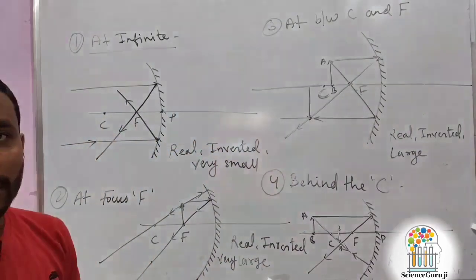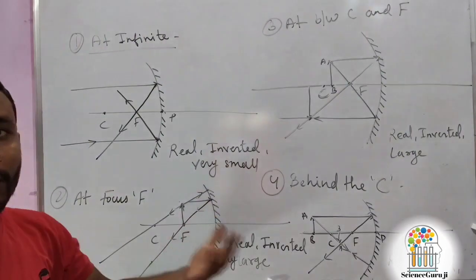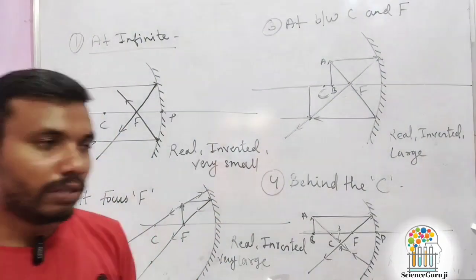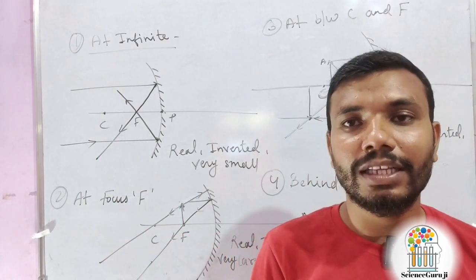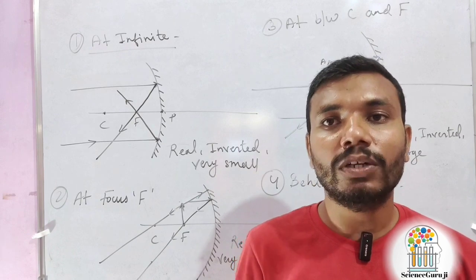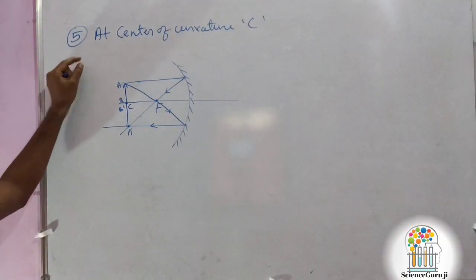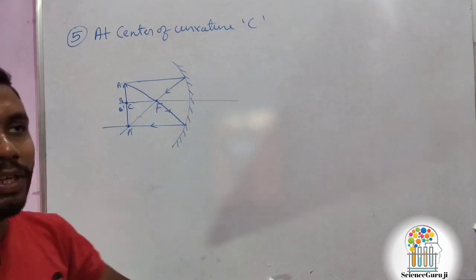Okay, is it clear? All these 4 points are maybe clear. Now we will move to our next one, that is if the object is placed at the center of curvature, then the image forming is equal to the object. If the object is placed at the center of curvature, then the image forming here is equal to the size of the object.